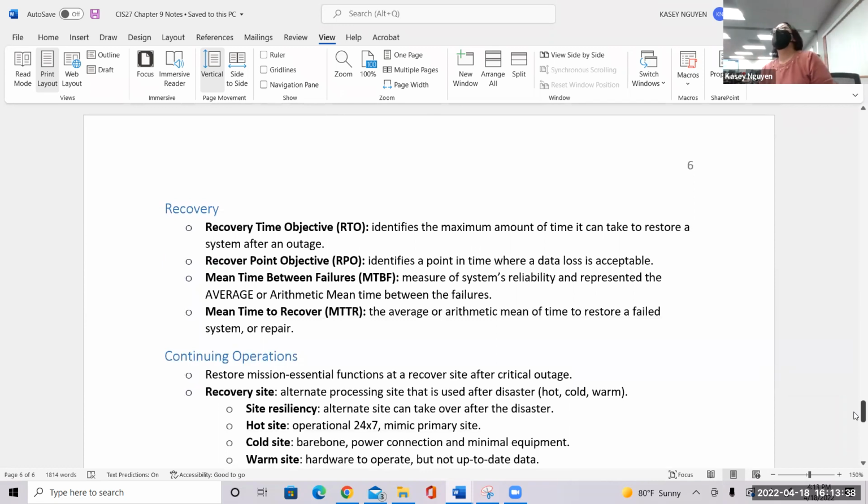Okay, RTO, recovery time objective. The maximum amount of time that it takes to restore a system. Remember what I said earlier? It might take longer to restore from a backup. So how do you know?